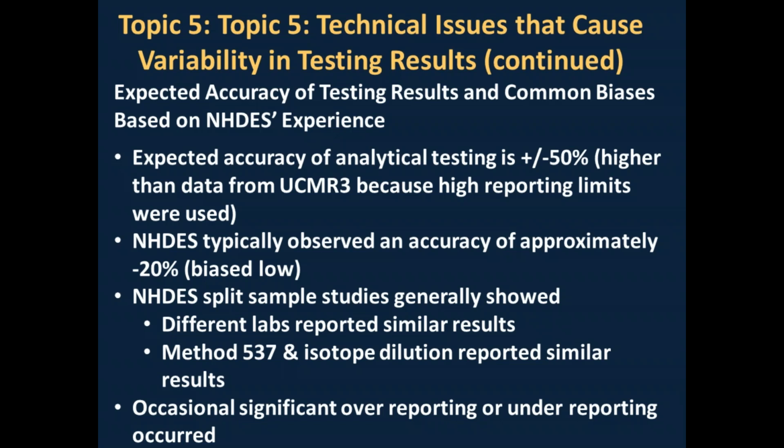We have done a lot of split sampling testing in New Hampshire, and it shows that the different commercial labs reported very similar results for the same sample. We also split the samples to labs and had them analyzed using both method 537 and isotope dilution, and both reported similar results. All these samples were drinking water, so pretty clean matrix. We did have the occasional blip of over-reporting or under-reporting.